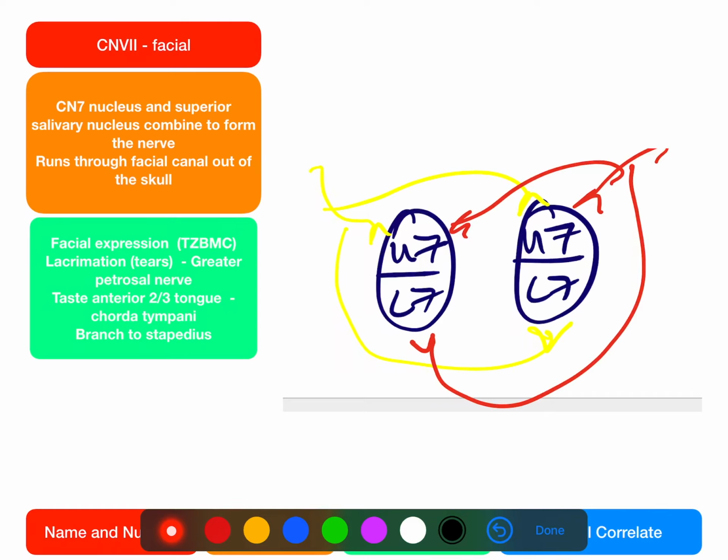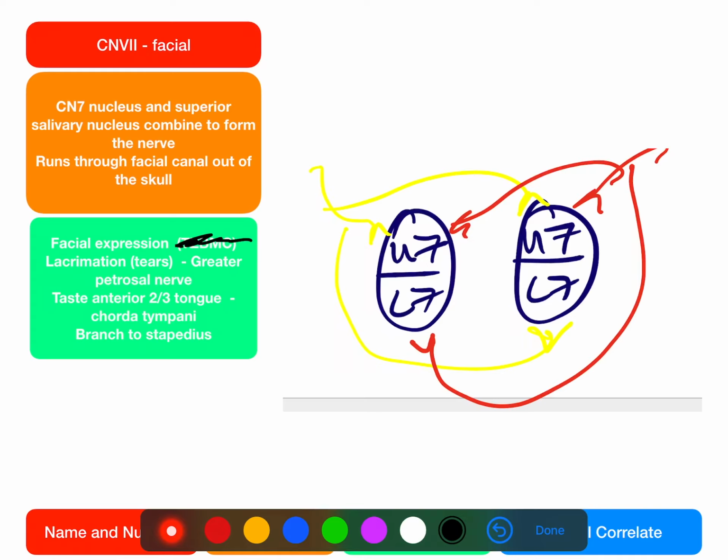I'll give you them. So temporal, zygomatic, buccal, marginomandibular, and cervical. You don't need to know that unless you're an anatomist, so bye-bye. So it's going to do facial expression. Tears, that's seventh nerve. So if the patient can't cry on one side and they can't move their face on one side, you're thinking, oh dear, there's a seventh nerve problem going on here.